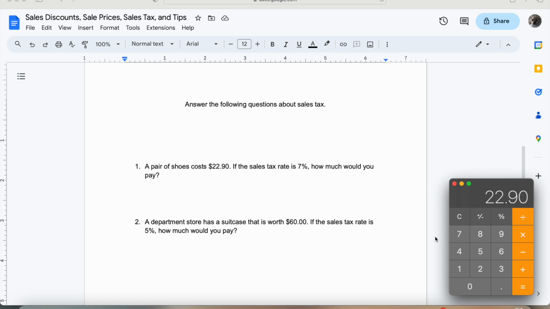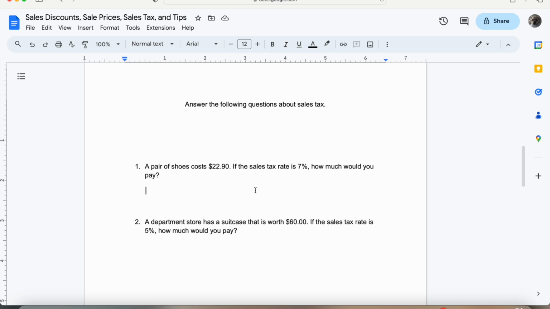$22.90 and we multiply it times 7%, that will give us $1.60 for the sales tax. Then from here, if we take $22.90 and we add $1.60, that will give us $24.50 for the total cost.